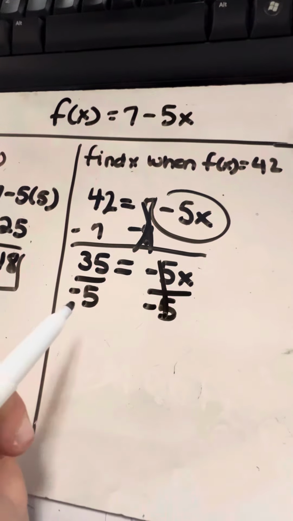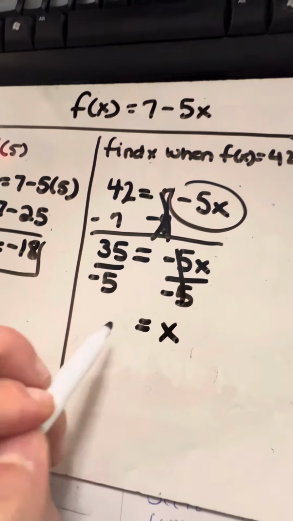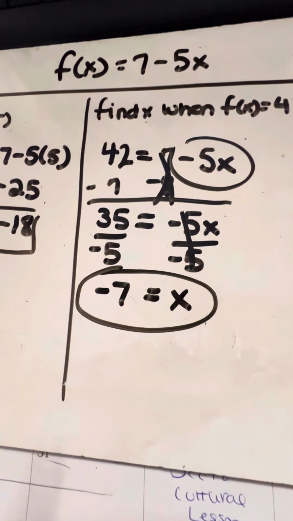Now these are going to wipe each other out, leaving me with just one x. And 35 divided by negative 5 is going to be a negative 7. So my x is equal to negative 7 here.